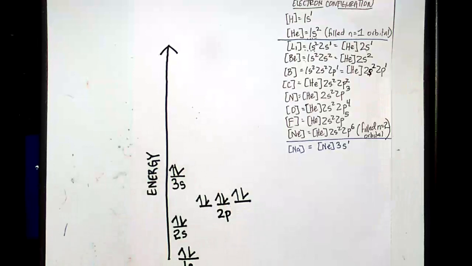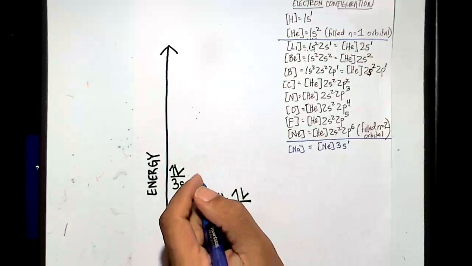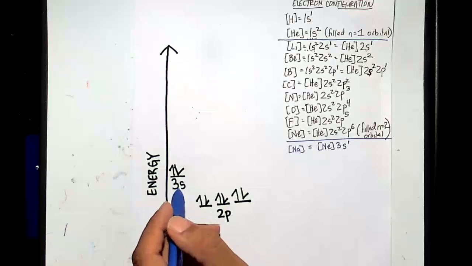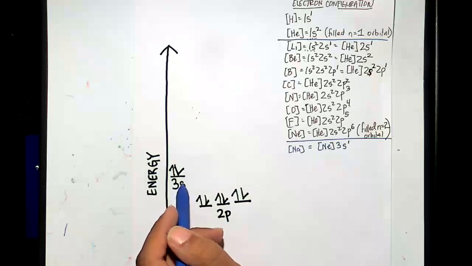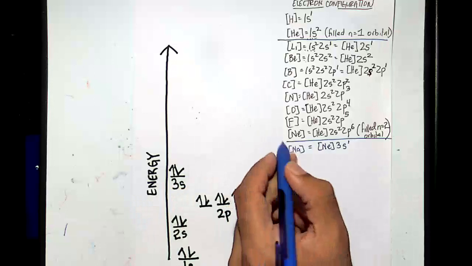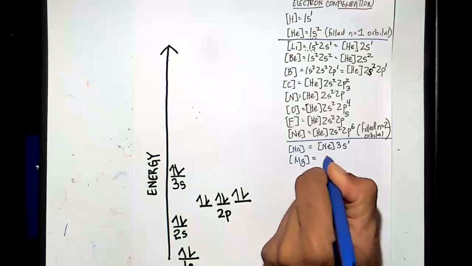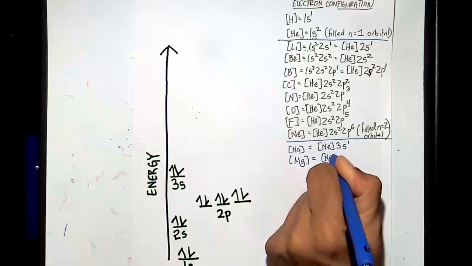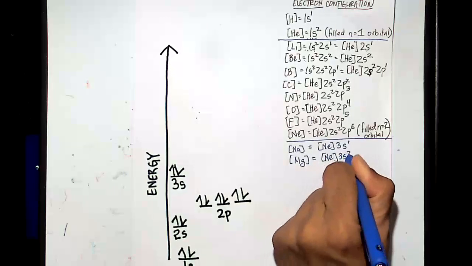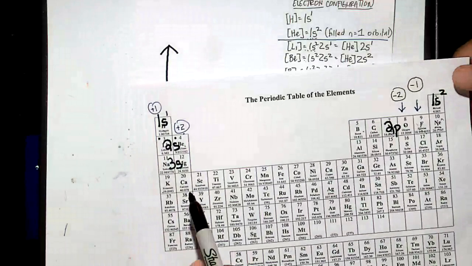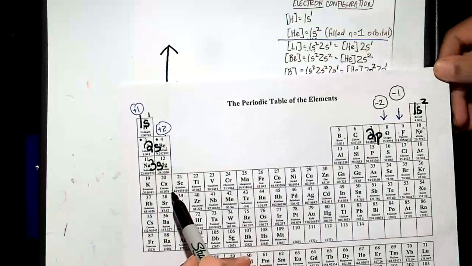Magnesium. Magnesium is actually found in our body, and it's found in our body as Mg2+. Why do you think it's Mg2+? Because that's the most stable form. Okay, the most stable form. What's the electron configuration of Mg by itself? [Ne] 3s2. All right, we filled 3s.